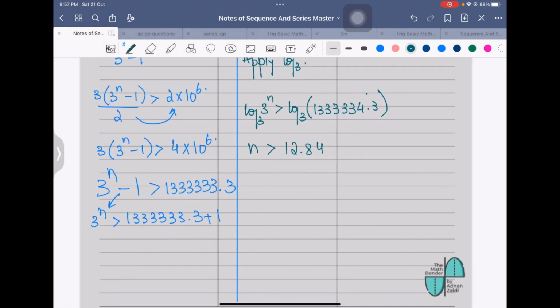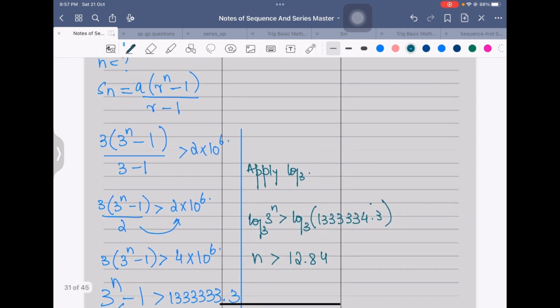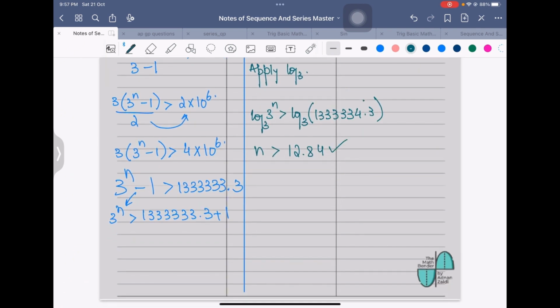Now, it is clearly evident that n cannot be a decimal or a negative value, because n refers to which term we are talking about. n has to be a whole number and a positive one. So the sum, which was 2 million, is attained at this value. So what is going to be the next term? If n is equal to 13, the sum of those 13 terms will eventually be more than 2 million. That is the value portrayed.